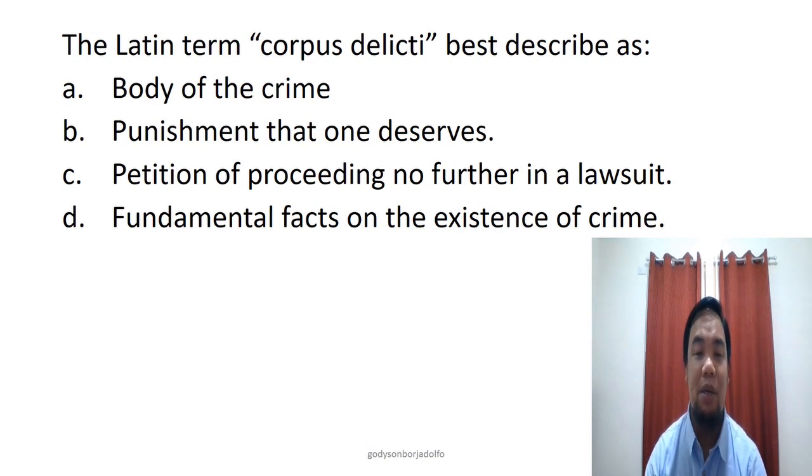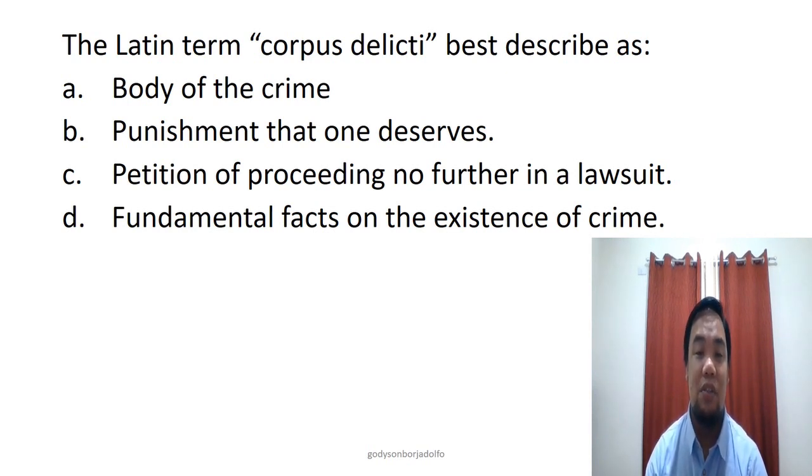So A. Body of the crime, of course, that is a misnomer for everyone. Corpus delicti, if translated in English, it means body of the crime. But we are looking for best description of the Latin term corpus delicti. So letter A, body of the crime, is wrong because it is a translation, not a description. So letter B, punishment that one deserves. So that is not the correct answer because in Latin it is just desert.